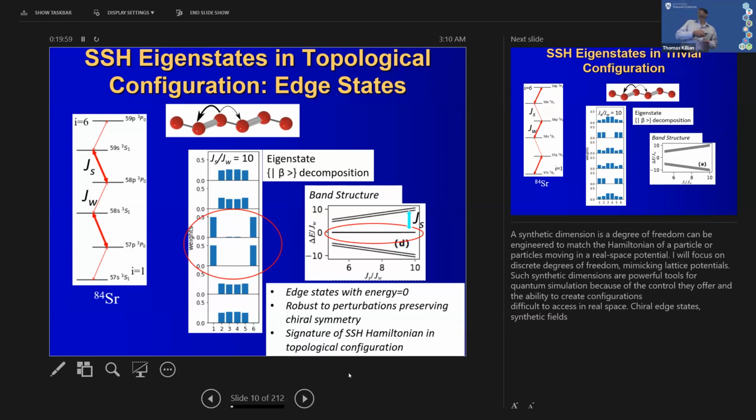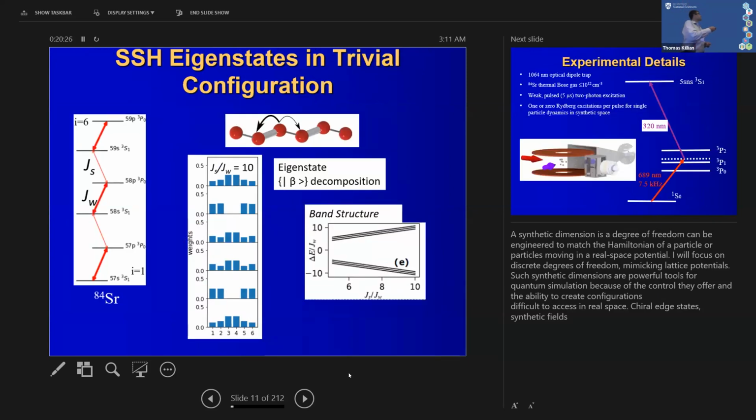So these are the edge states with energy equal to 0, which show that you have this chiral symmetry, and they're robust to perturbations as long as you preserve that chiral symmetry. So I can change the amplitudes of connections and things like that, and these states at E equals 0 stay at E equals 0. This is one of the many signatures of the SSH Hamiltonian when it's in what we call the topological configuration of weak connections to the edge state. If we change it so that we have strong connections to the edge state, that's the trivial configuration, and there are no states that are localized on the edge, and there's no E equals 0 state.